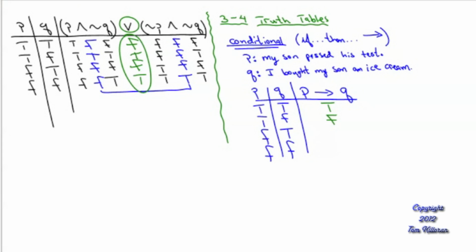Okay, now here's the weird one. My son did not pass his test, but I still bought him ice cream. That's false. You didn't pass your test. That's true. Did I break his contract? Am I going to make him upset? No. I'm not breaking the contract. I'm rewarding him for something that he didn't do, but I didn't break the contract. So this one actually is true.